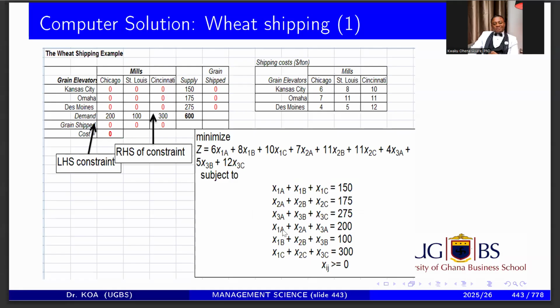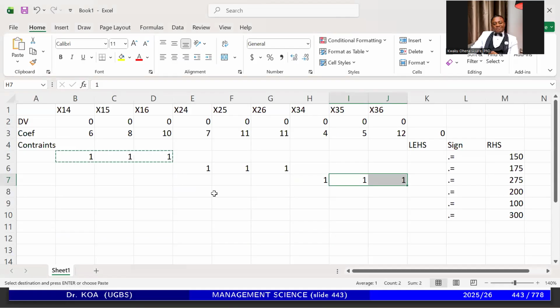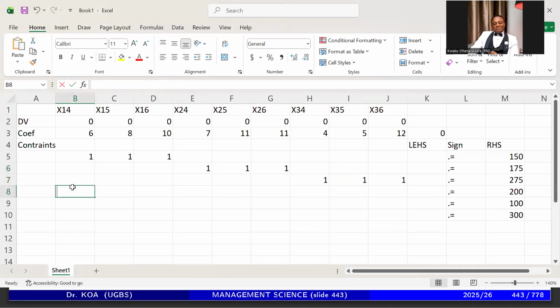It is X14, X24. So the way that one is, it is different. X14, so that one here will be 1. But the next one is not direct. It's X24. So that's this one, 1. Then the next one is X34. That's 1.